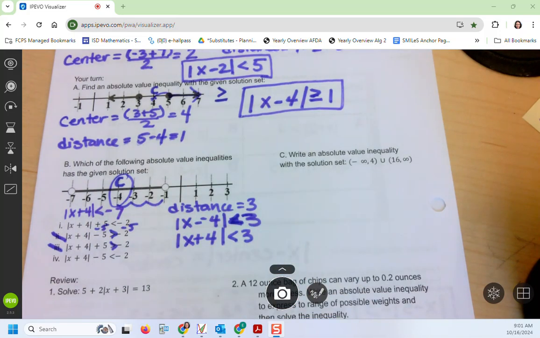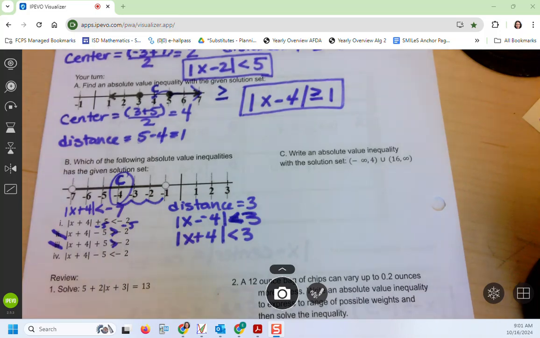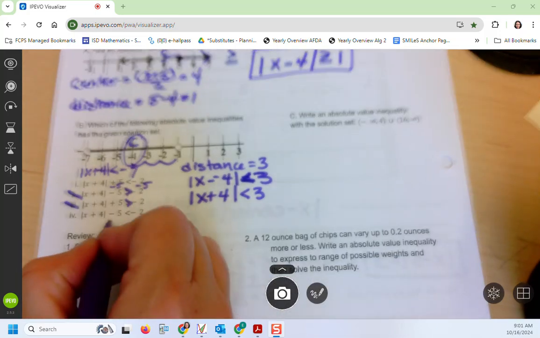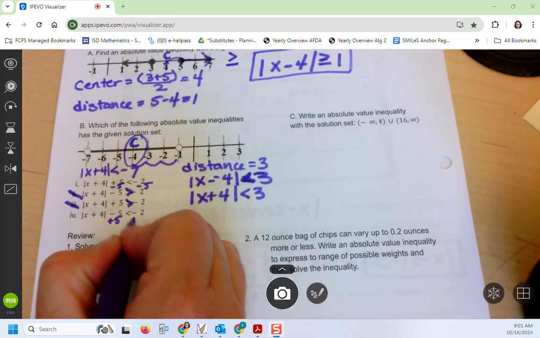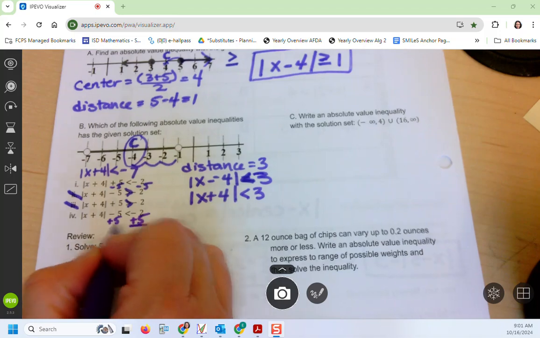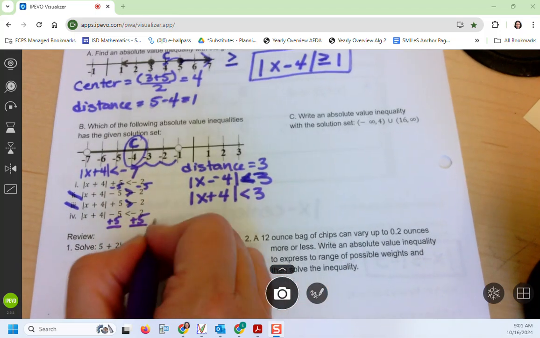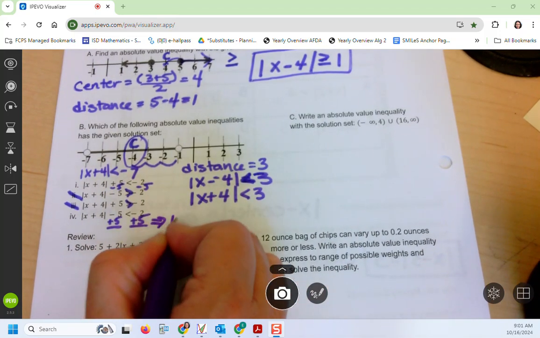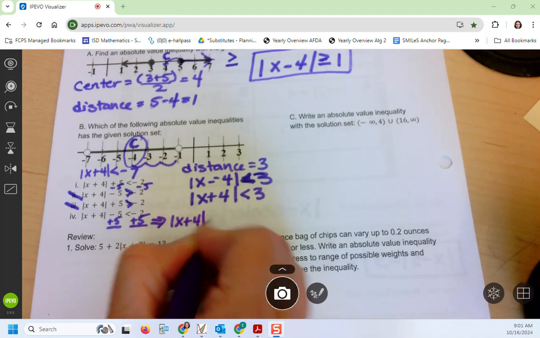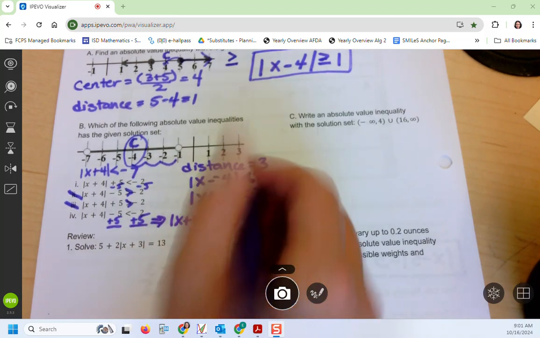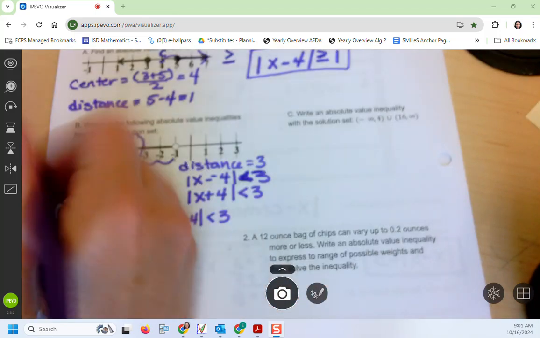Is that what we wanted? No, let's try the other one. So here's a minus 5. I'm going to plus 5. What's that going to give me? It gives me 3. So this one goes to absolute value of x plus 4 is less than 3, which is what we wanted it to be. And so this would be our answer.